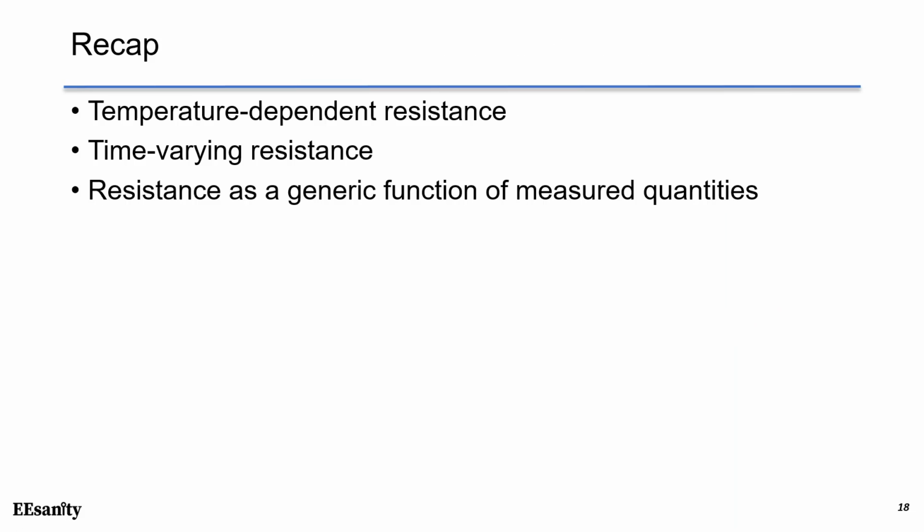That's basically everything for this lecture. Just to recap, in this lecture, we discussed temperature-dependent resistance. I demonstrated how to change resistance over time in transient time domain simulation. And also, resistance can be a generic function of measured quantities. Please feel free to check the reference and explore more examples on your own.